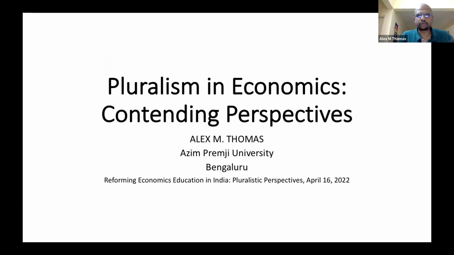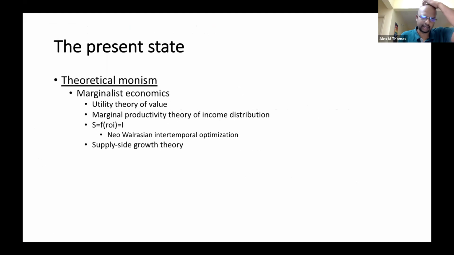Given that pluralism is a recurrent theme, I thought I'll try and clarify some of the ways in which we could think about pluralism, based on some of the existing ways in which people have looked at it. I want to begin by talking about the present state of economics, and I'm calling it theoretical monism, because in curriculum today it is largely only marginalist economics, or as Rahul mentioned, neoclassical economics. I'm going to use the term marginalist economics to be a bit more precise.